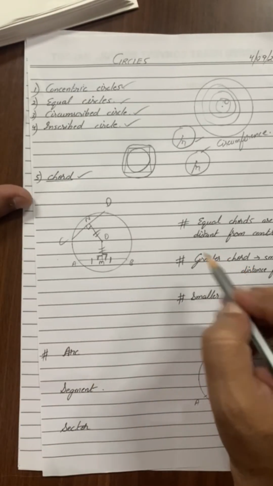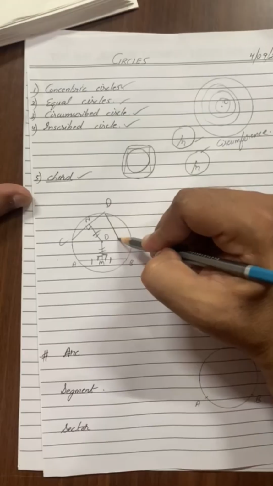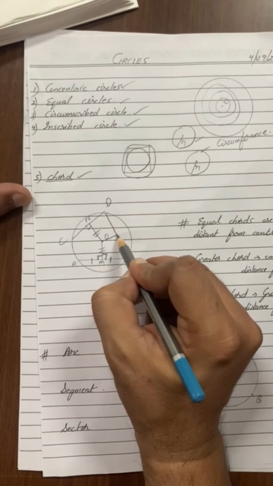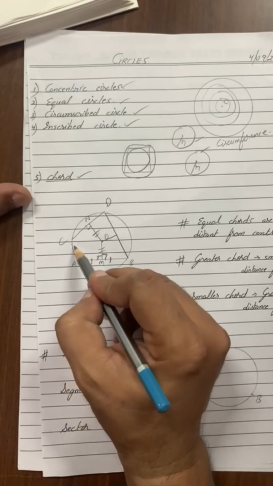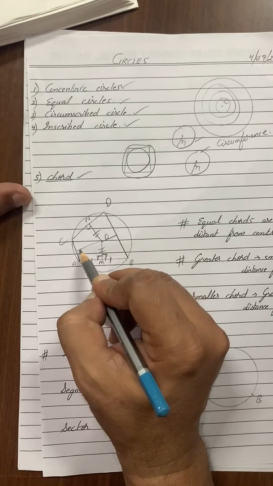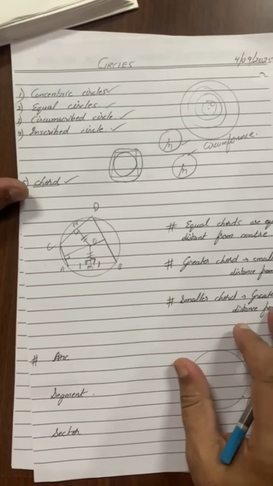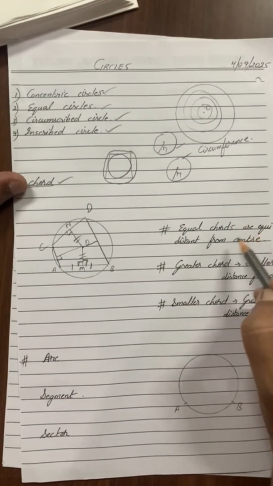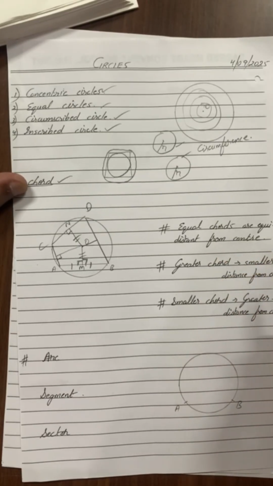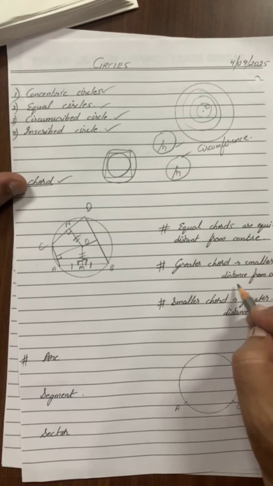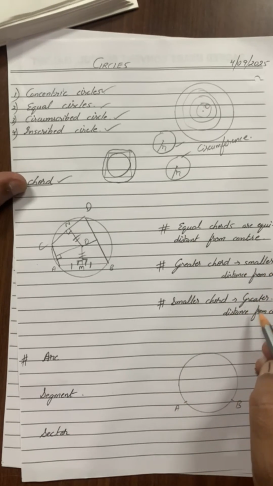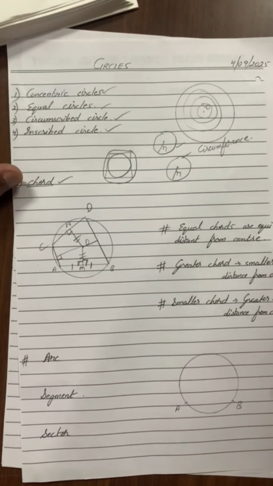If the size of the chord is greater, meaning larger, it will be closer to the center, and if the size of the chord is smaller, it will be away from the center. So the result is, equal chords are equidistant from the center. Greater chord will be at smaller distance from the center, and smaller chord will be at greater distance from the center.